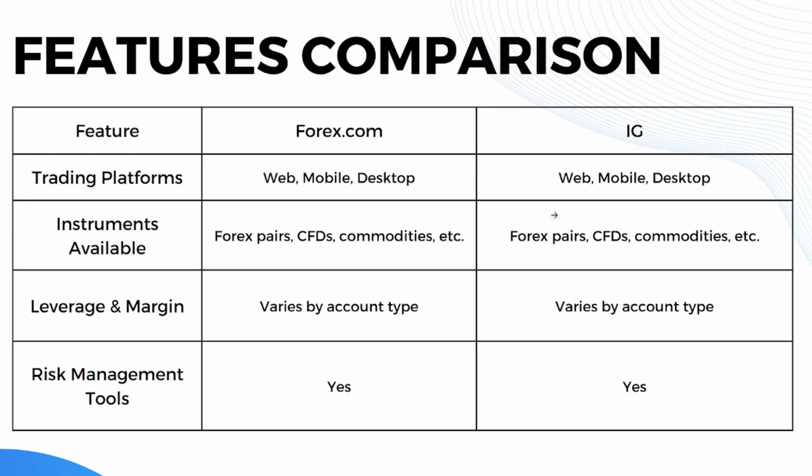So now let's talk about the features comparison. So when it comes to trading platforms, forex.com is available on web, mobile, and desktop, while IG is available on the same thing, web, mobile, and desktop.